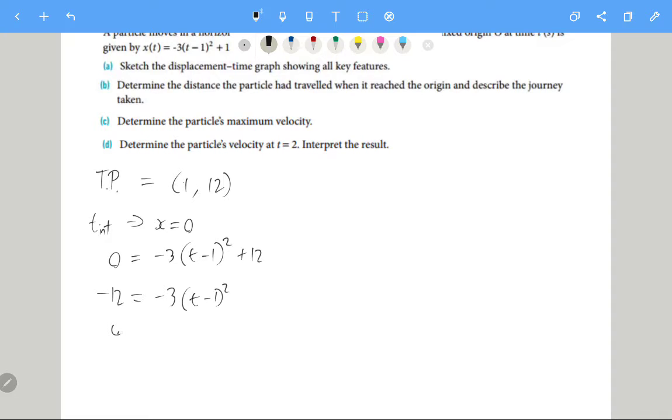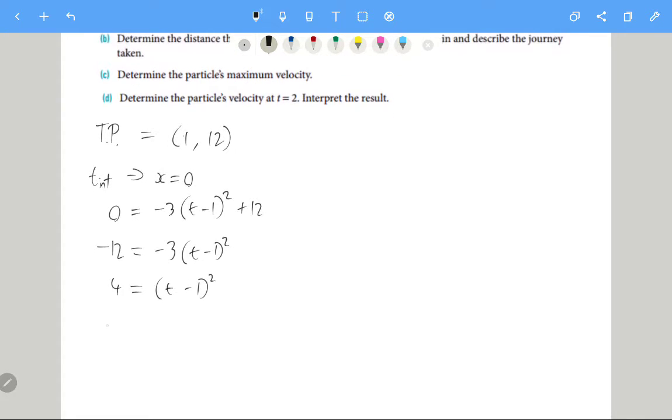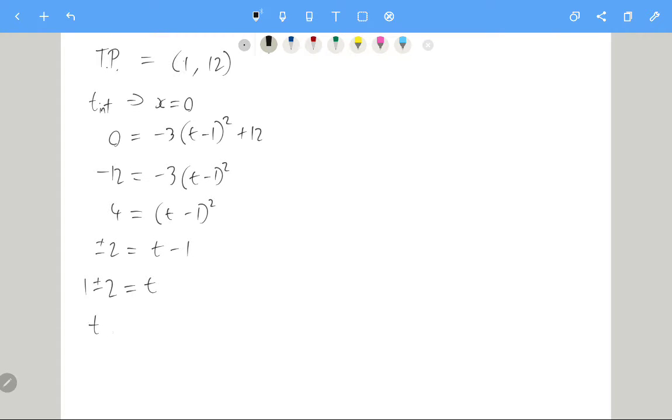Divide both sides by negative 3. Take the square root, remembering the plus or minus. And so we get 1 plus or minus 2 is the value of t. Or we can think about that as t is equal to 3, or t is equal to minus 1.